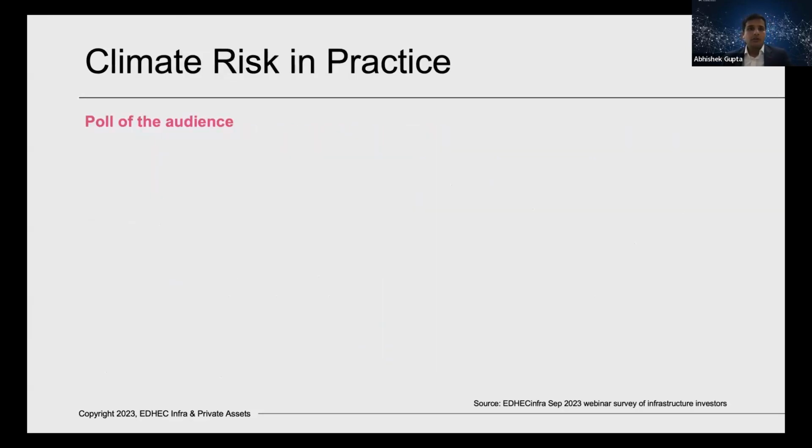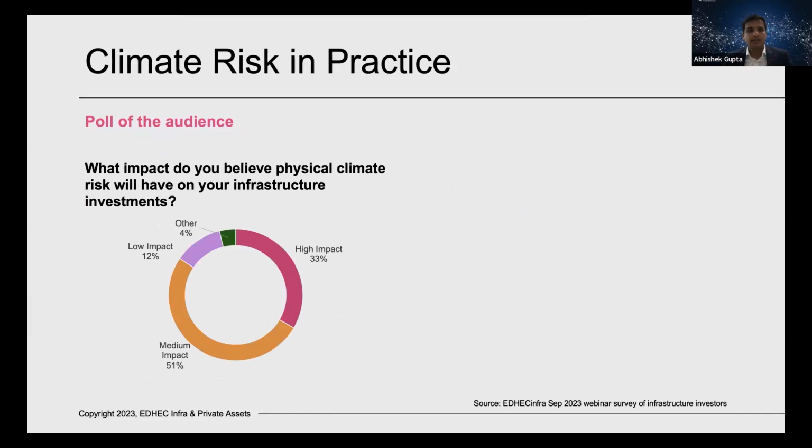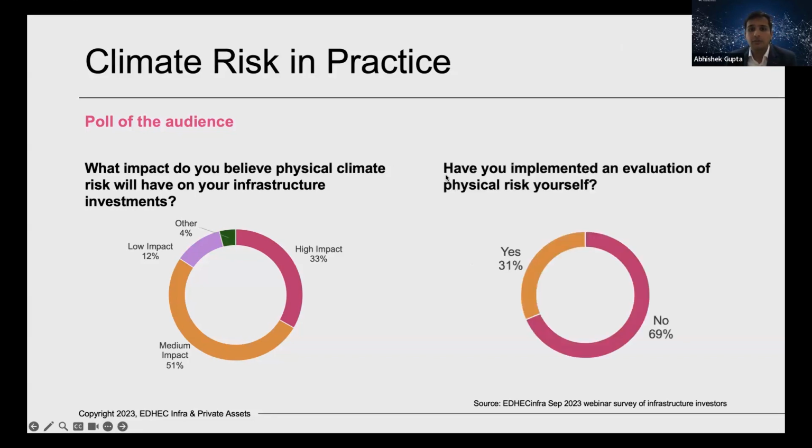So on that note, we recently conducted this webinar just a couple of months ago on physical risk. And we asked, in practice, how do investors look at it? So what impact do you believe physical climate risk will have on your infrastructure investments? More than 80% of the investors said that it's going to have a medium to high impact. And that's quite serious, right? So obviously, they realize that the impact of physical risk can be quite drastic on the infrastructure portfolio and investments.